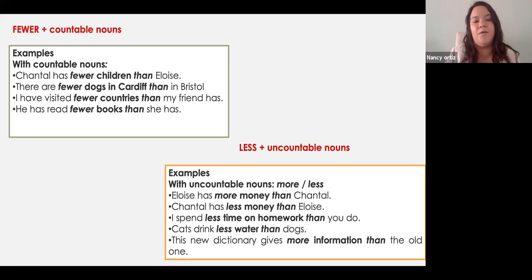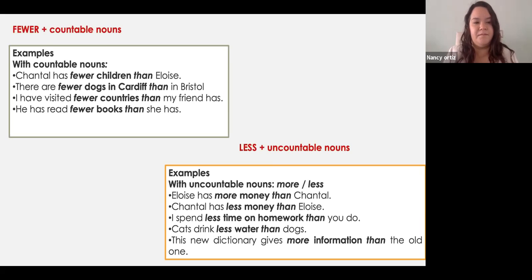Now we have fewer than, okay? Check again, Daniel, fewer than. Before, in the previous slide, we check more than, okay? Now we have 1, 2, 3, 4 examples. Please, let's read the examples in order. Alma, then Areli, then Armando, then Daniel. Okay, the first one says Chantal has fewer children than Eloise. Mhm. Okay, very good. There are fewer dogs in Cardiff than in Bristol. Cities from the United Kingdom, very good.